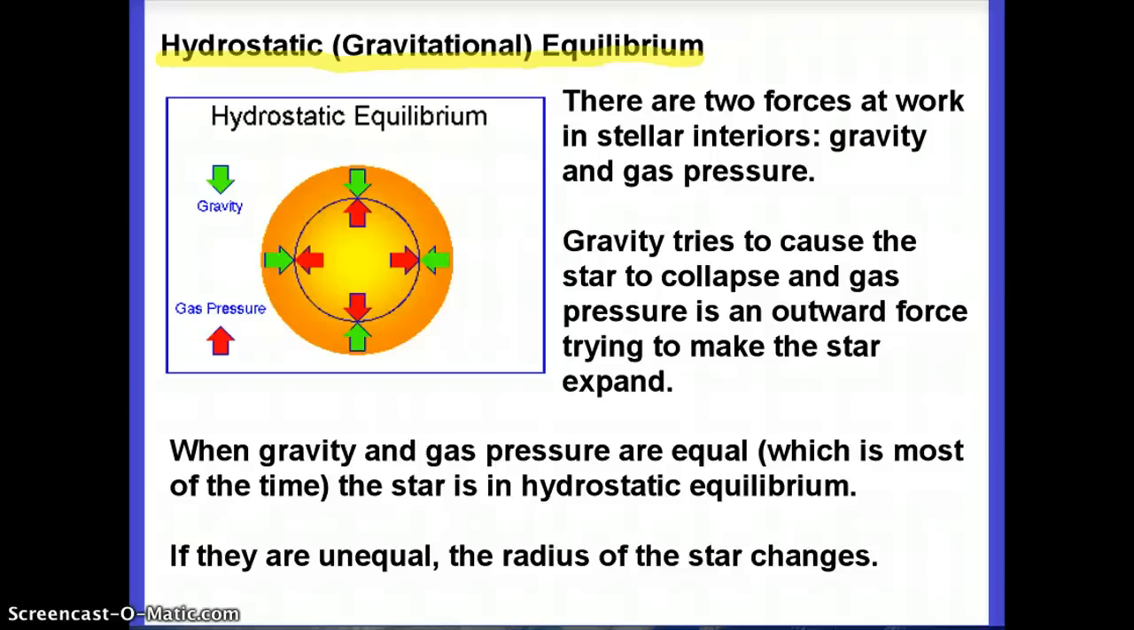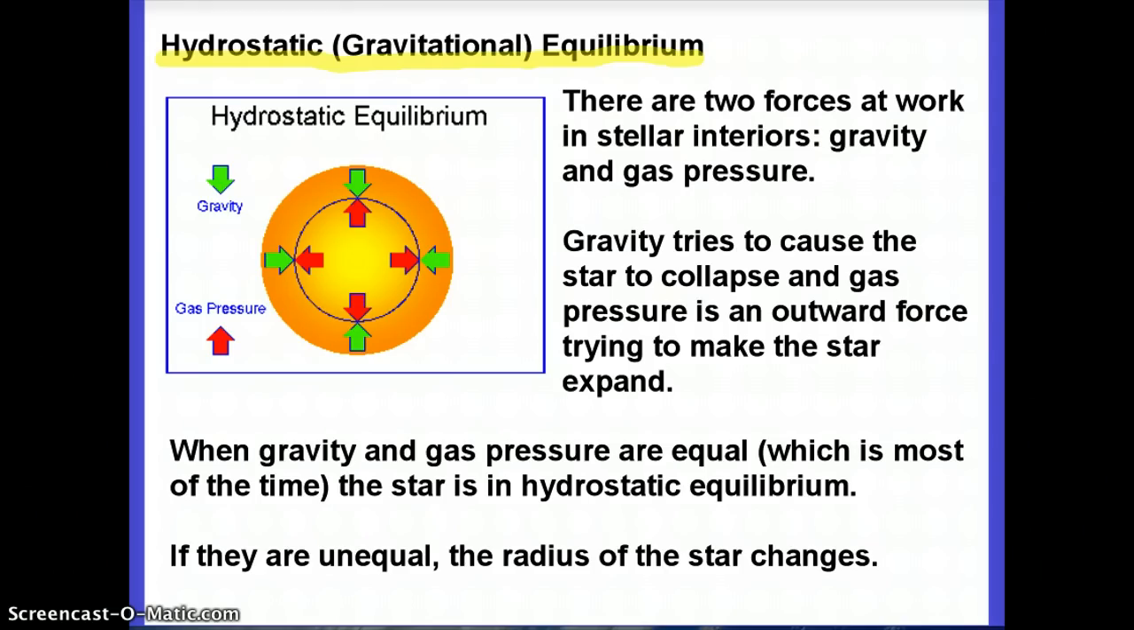And this is going to be a balance between two forces. Inside a star, you've got two main forces going on. One is gravity. Gravity is trying to collapse the star. It's trying to push it inwards. Gravity tries to pull things together. That's all that gravity ever does, is it tries to pull things together. So gravity is trying to make the star collapse.